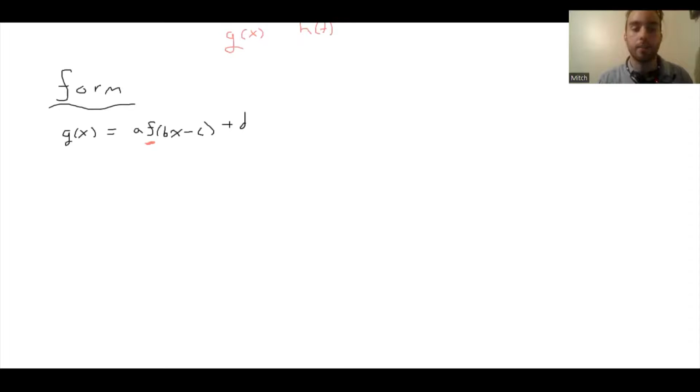So this A is going to represent that vertical stretch or reflection. If A is negative, then we're reflecting it vertically. If A is above 1, we're stretching it. If it's in between 0 and 1, we're compressing it. And then same thing with that B. That B is just the horizontal compression. And if it's negative, it's the horizontal flip. This C is how much we're translating it to the right, and the D is how much we're translating it up.